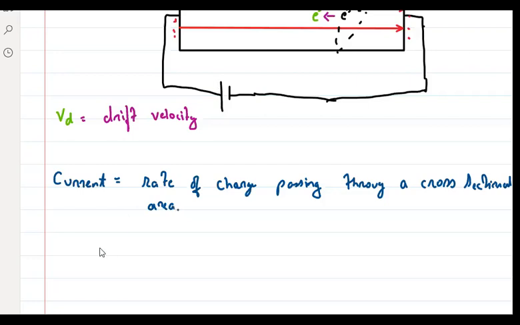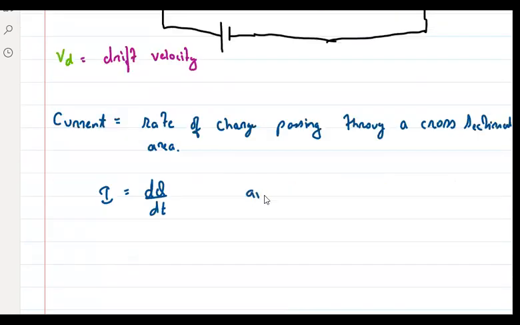So it is written as I equals dq by dt. This is the instantaneous current. Now, when you talk about average current, the average current is delta Q by delta T. Clear? These are the things that we already studied.